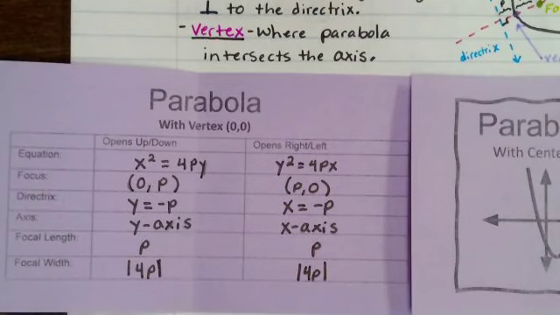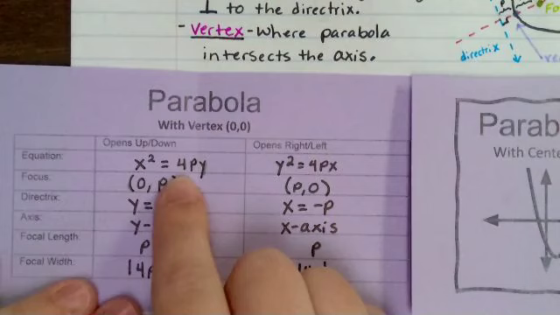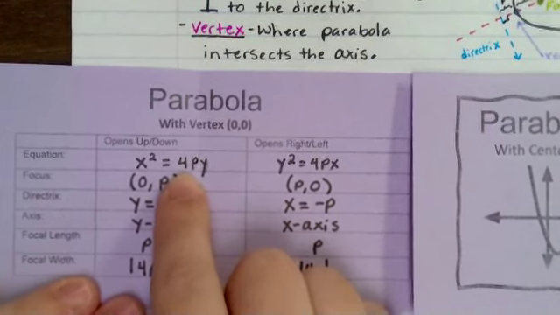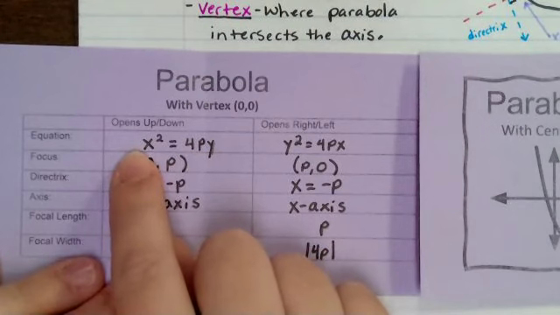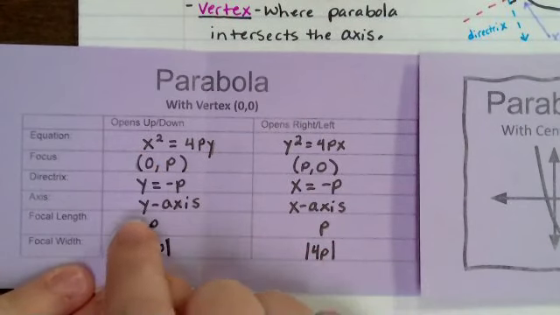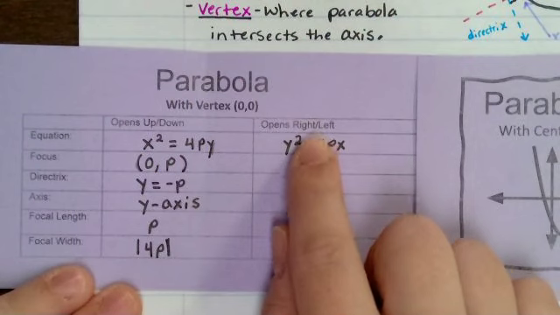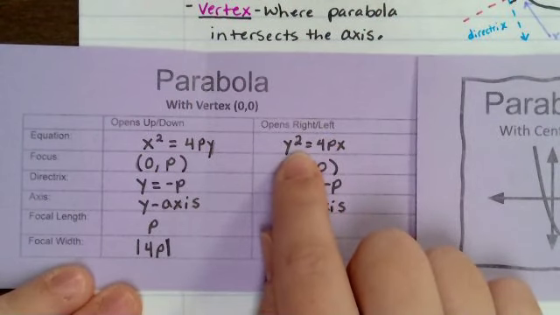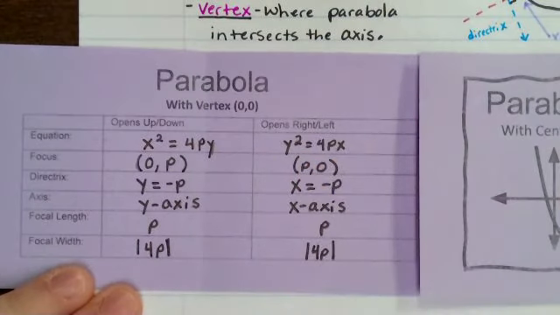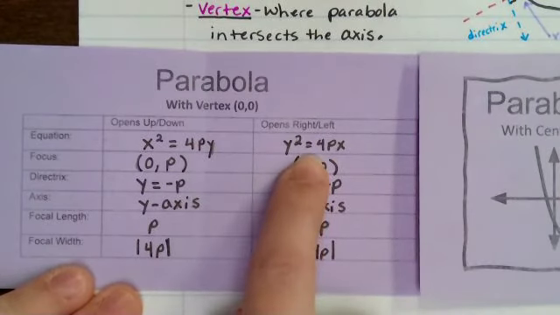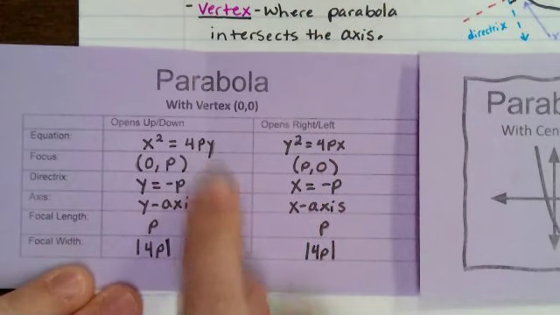Okay, so when we're looking at it in this context where we're dealing with the focus and the directrix and all this, then we're going to use this form of the equation. All right, so 4py, that's equal to x squared. Okay, whereas if it opens right or left, notice what the difference is. It's y squared equals 4px. So those will be swapped, and that's what causes it to open horizontally instead of vertically.